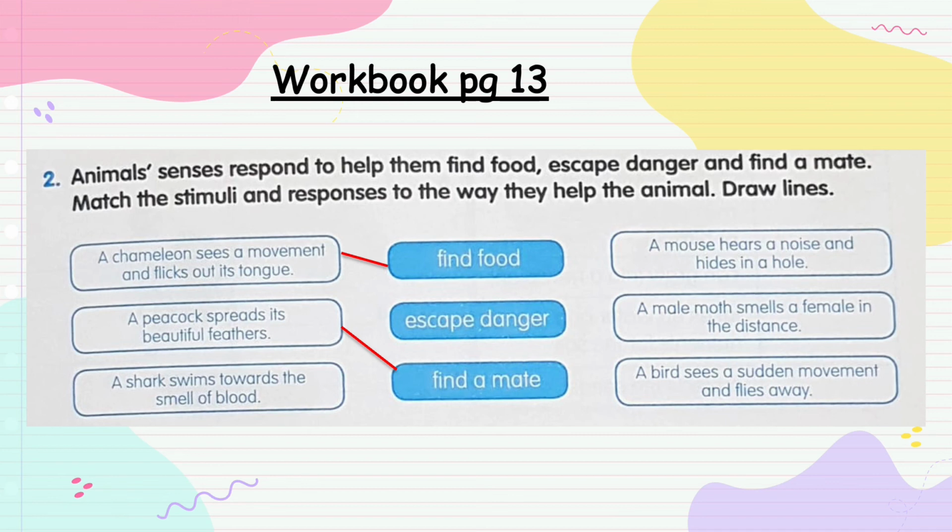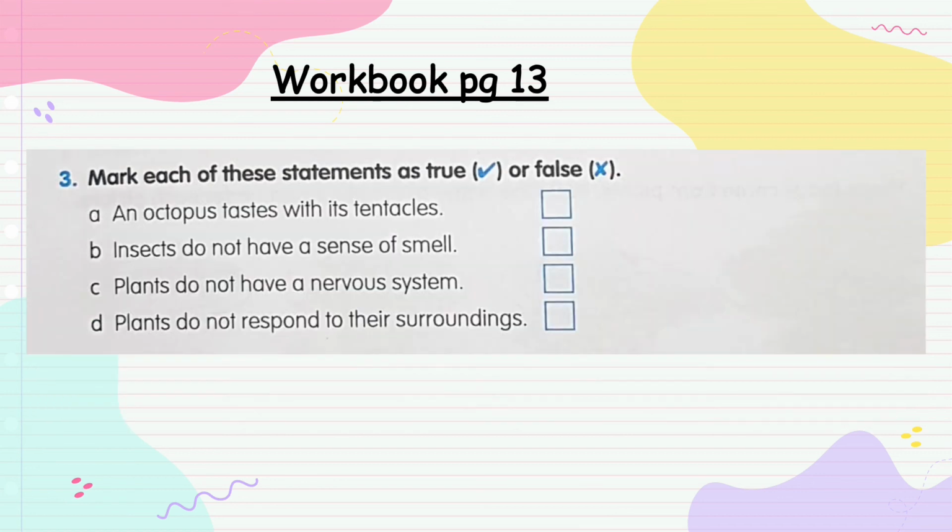A shark swims toward the smell of blood. Again, it's trying to find food. A mouse hears a noise and hides in a hole. Yes, to escape danger. A male moth smells a female in the distance to find a mate. And a bird sees a sudden movement and flies away because of the sudden movement. Yes, to escape danger. Easy? Now let's move to the next question.